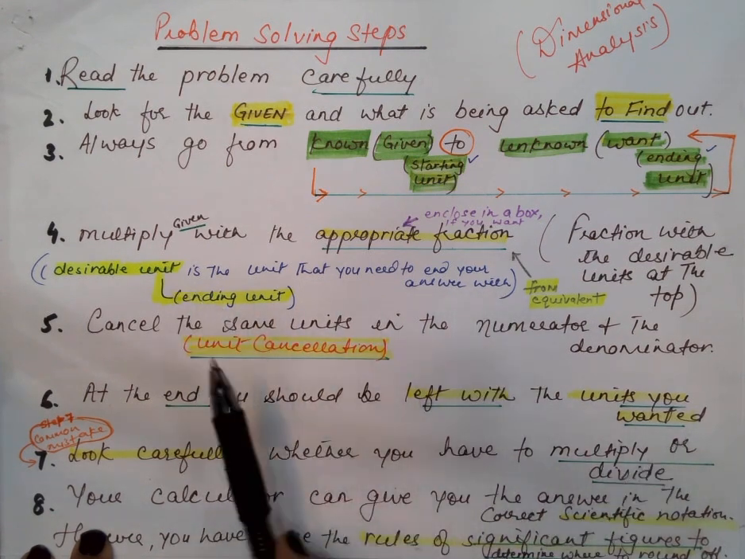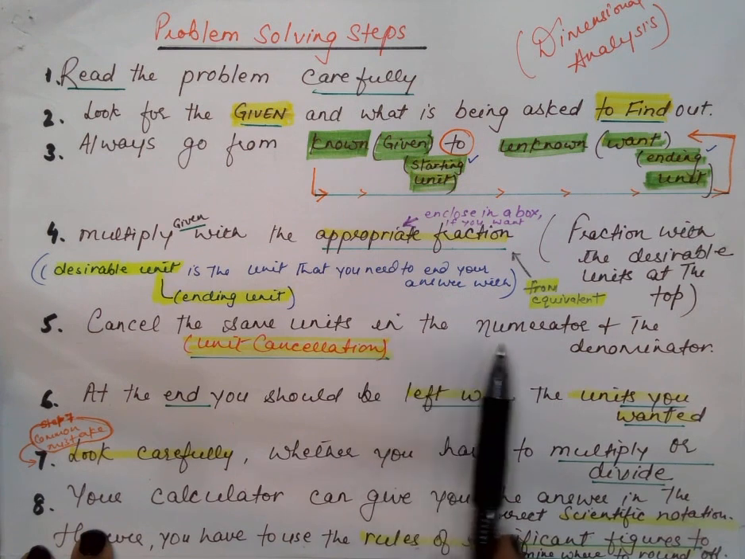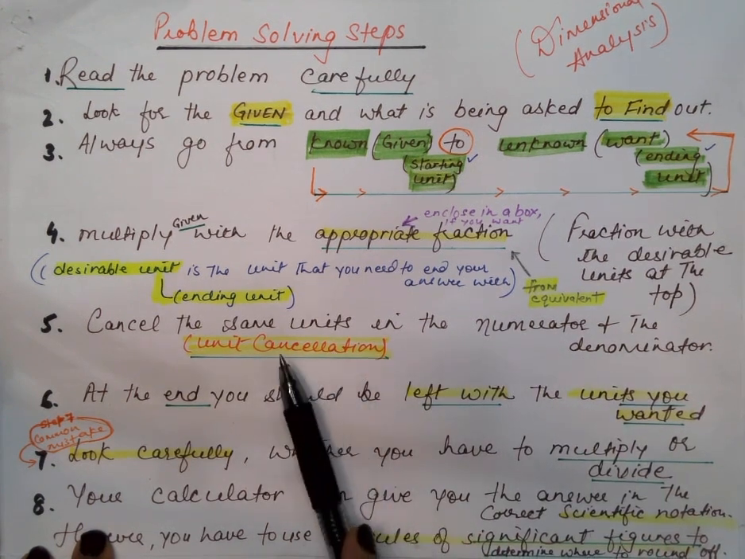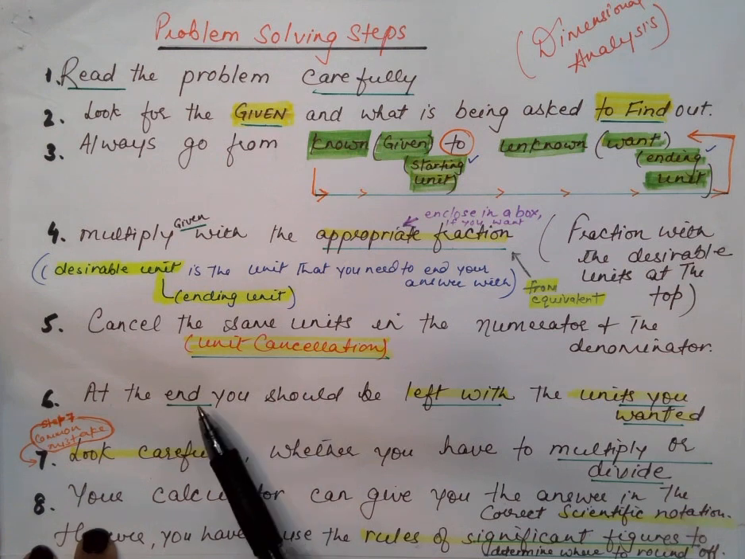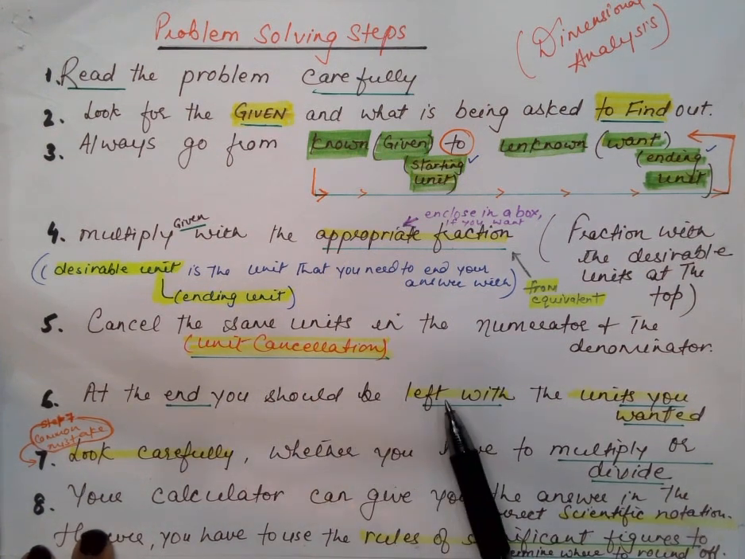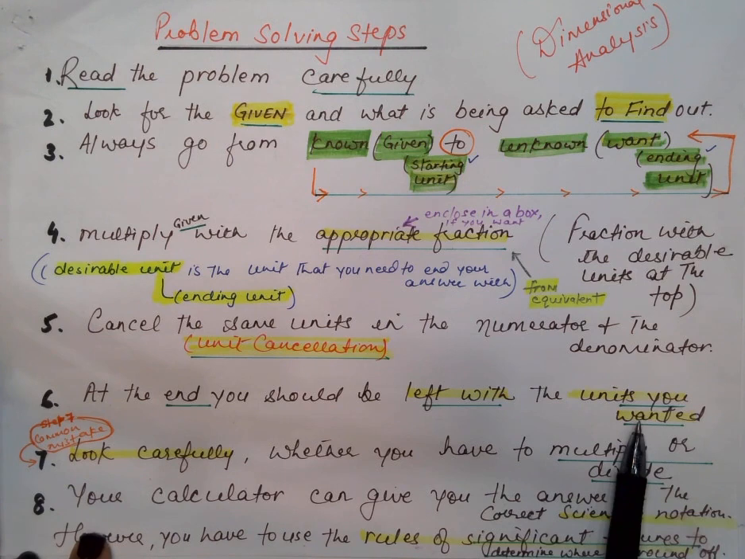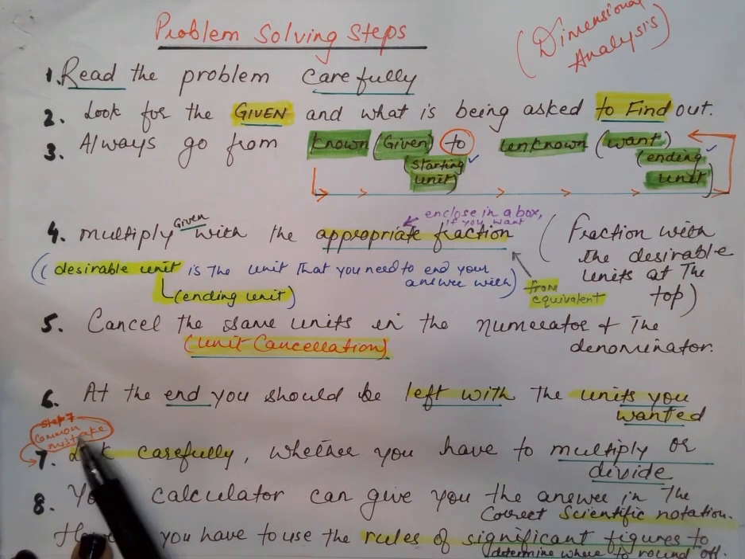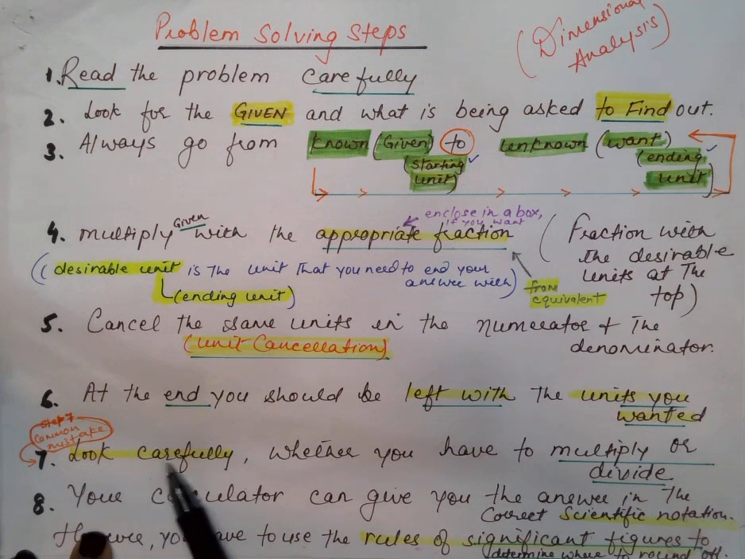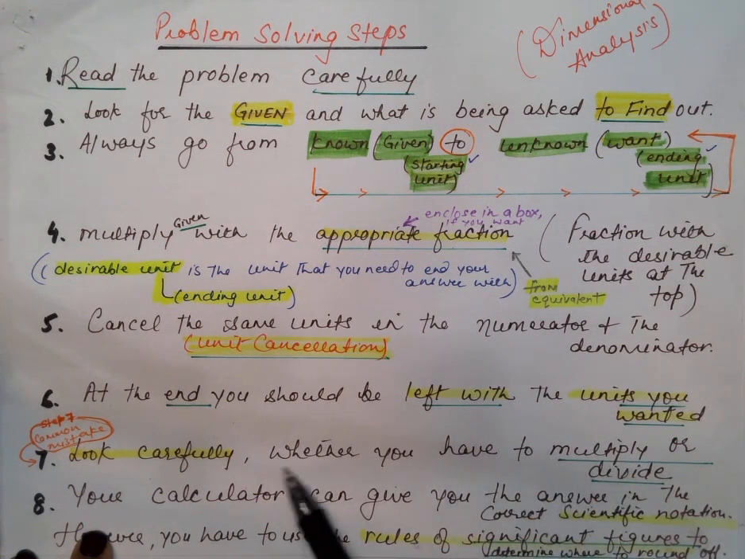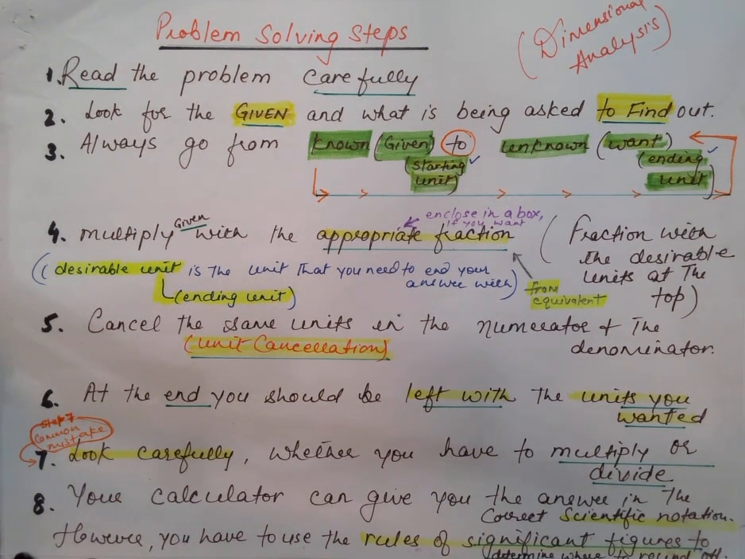That's the ending unit. Then the next step is to cancel the same units in the numerator and the denominator. That's the unit cancellation, which is extremely important. At the end, you want to make sure that you're left with the units you wanted. This is the step where students usually get mixed up. They get confused about whether to multiply or divide. When you are at the math part, the solution part, everything in the numerator needs to be multiplied. Everything in the denominator needs to be multiplied as well. But with the numerator and the denominator put together, you divide them.